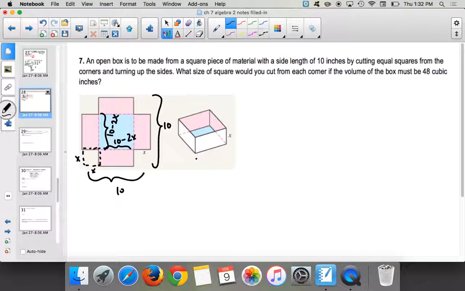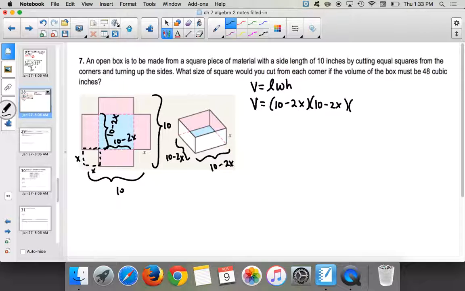So when we talk about the volume of the box, these pieces, the length and the width, are going to be the same thing, the 10 minus 2x. Does everybody kind of visualize what's happening there? Do you guys get it? Okay. So when we talk about the volume of a box, it's always the length times width times the height. So our volume is going to be the length, 10 minus 2x, times the width, 10 minus 2x, times the height, which was x.